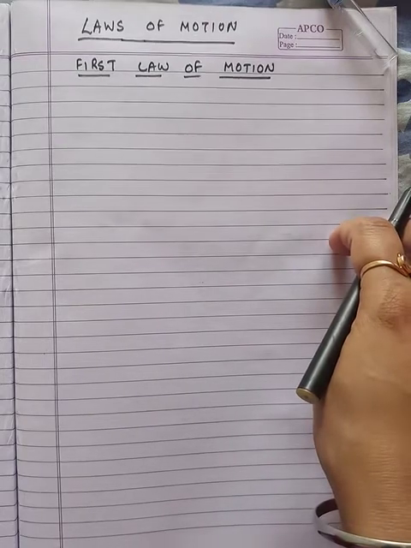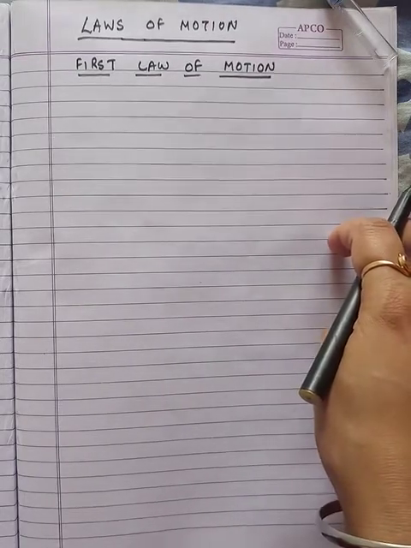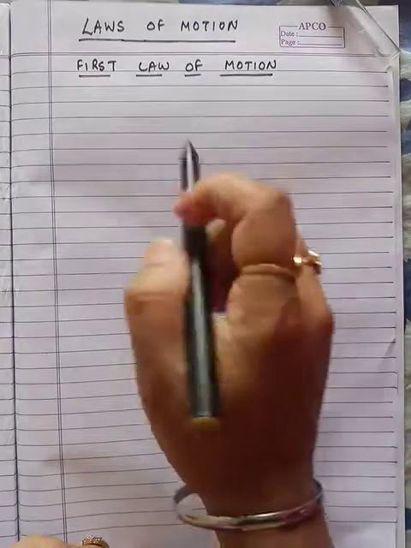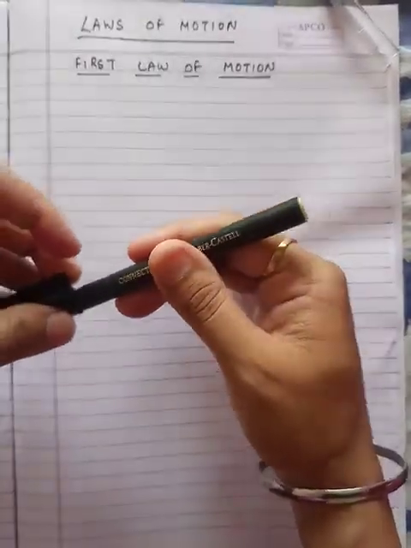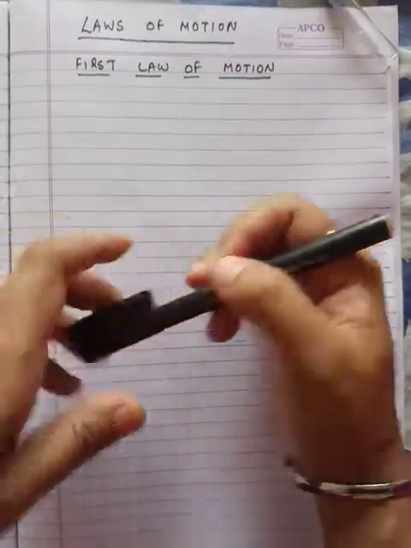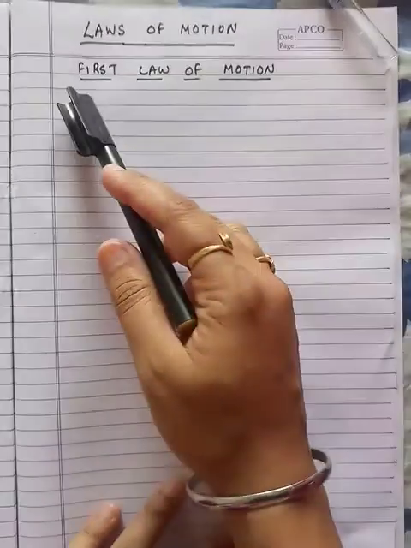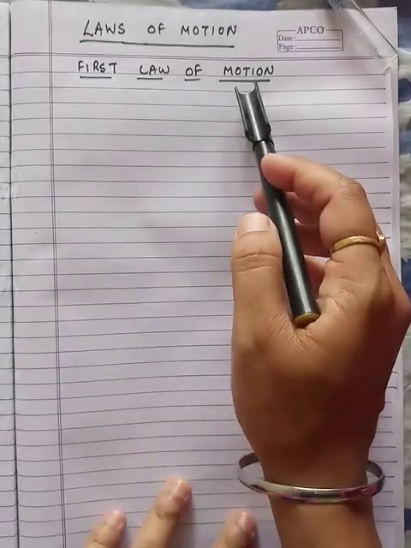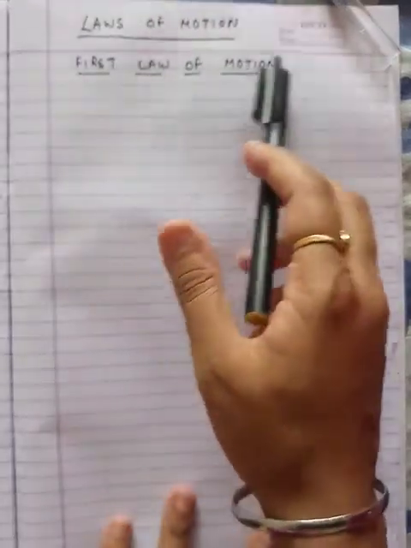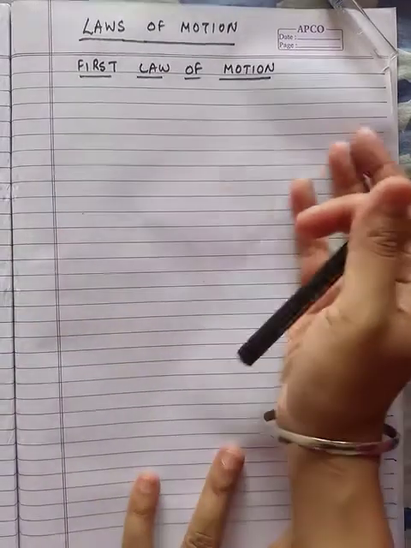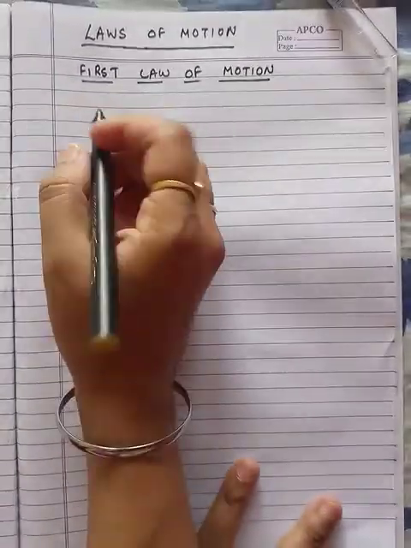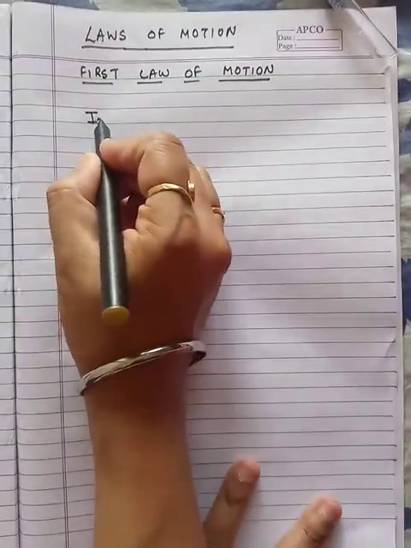So let's start with another topic of chapter 9, that is laws of motion. We have three laws of motion basically, and in this video we will discuss the first law of motion. Before understanding the first law of motion, we should understand some important terms. The first important term is inertia.